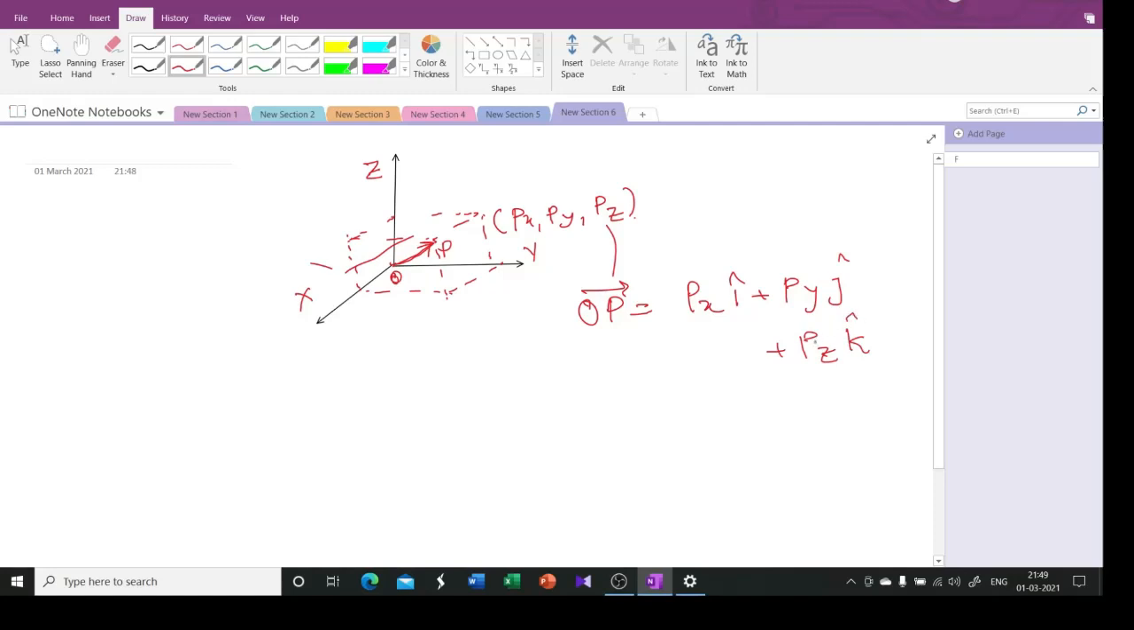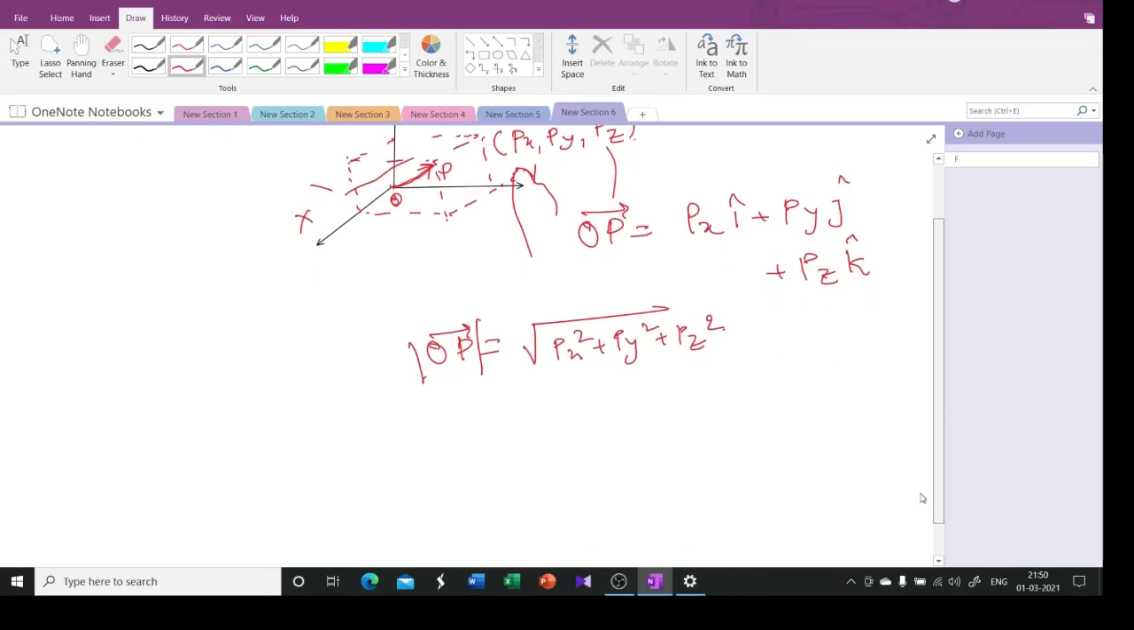Just extending what we learned in the 2 dimension case. What is Px? Px is the distance along the x-axis, how much one has to travel along the x-axis, and Py is how much one has to travel along the y-axis, and Pz is how much one has to travel along the z-axis in order to reach that point P in our 3 dimensional system. So what is the magnitude of OP? As you know, it is the diagonal of the cuboid, which is simply the square root of Px square plus Py square plus Pz square.